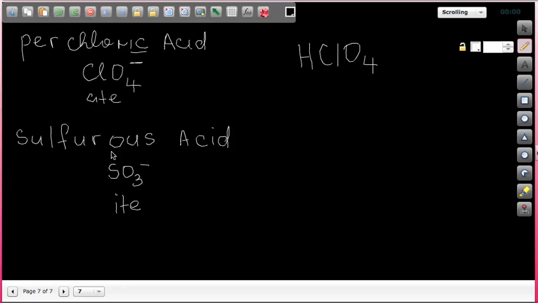Sulfurous acid, notice an -ous, so you're going to make sulfite. First make the sulfate and drop the oxygen. It should be 2- here. So you take 2 charges out and add an equal number of hydrogen in front, H2SO3, and that is sulfurous acid.